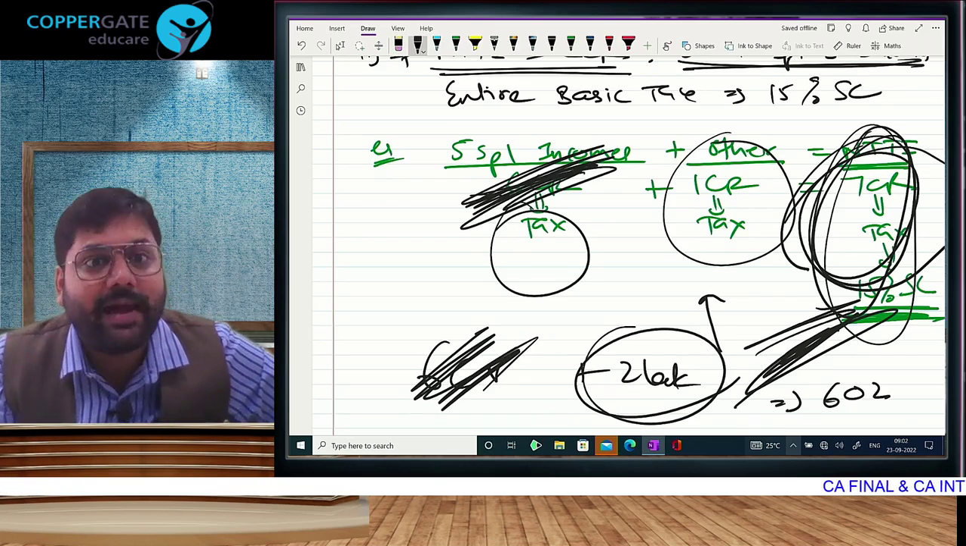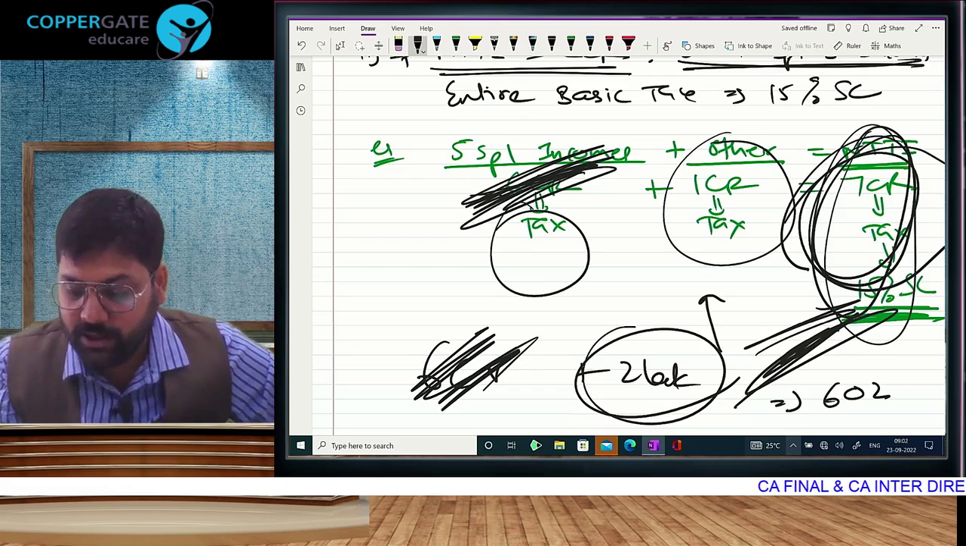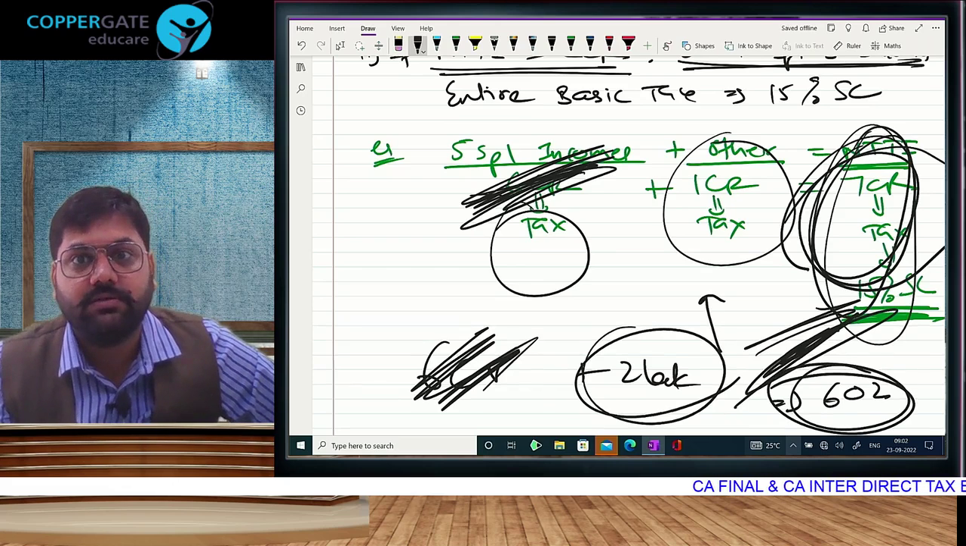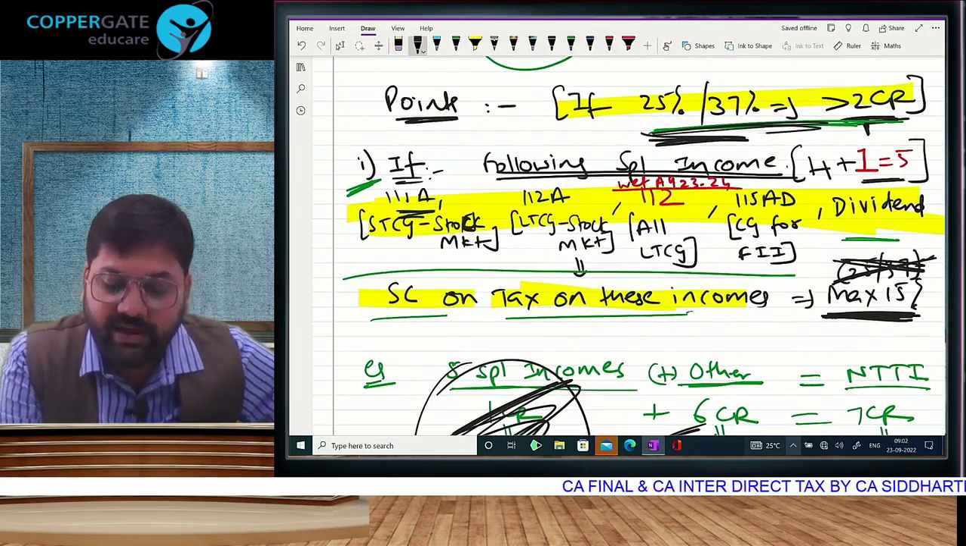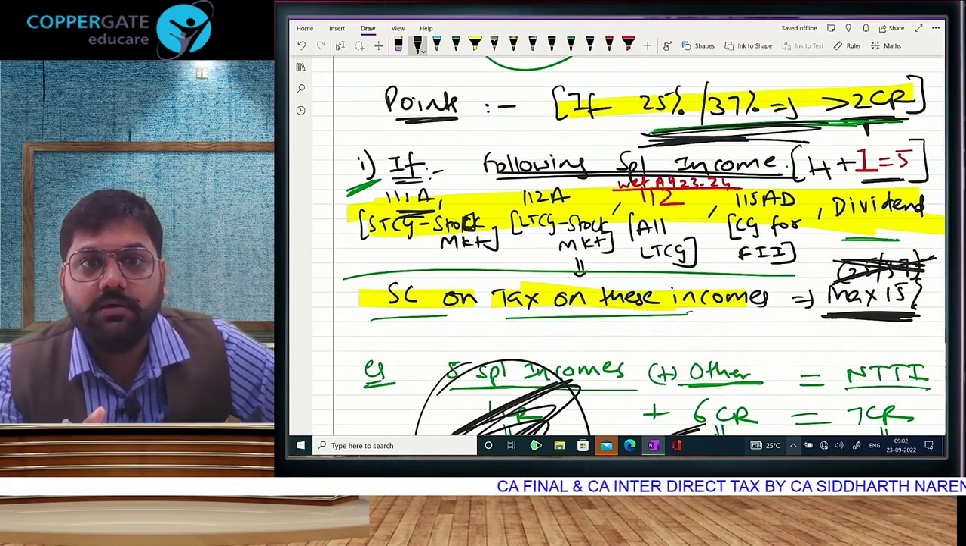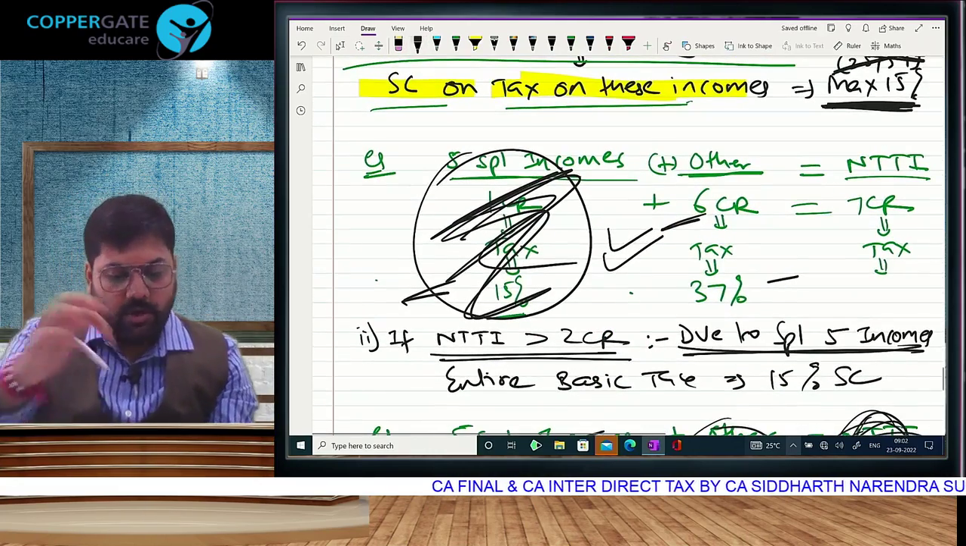Just because this is 2 lakh, you can't say zero surcharge. You have to look at this amount and decide your surcharge. The discussion is happening only for 25 and 37. Muskan, are you clear? We will do some more examples on the same 2 points.